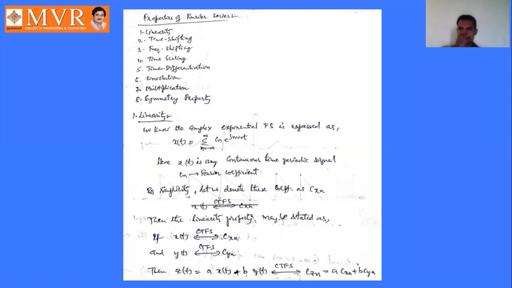What is linearity property? How is it defined? It is defined like this. See the last expression, z of t equal to a into x of t plus b into y of t tends to Czn, that is equal to a into Cxn plus b into Cyn.